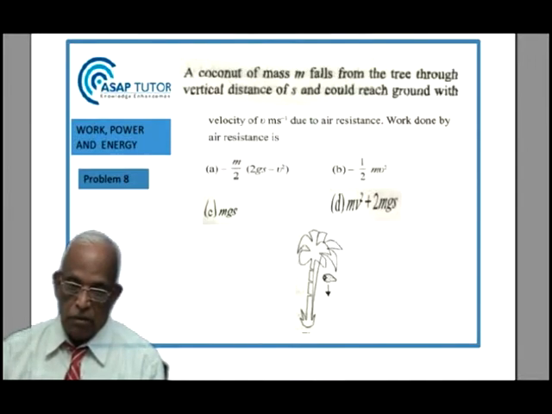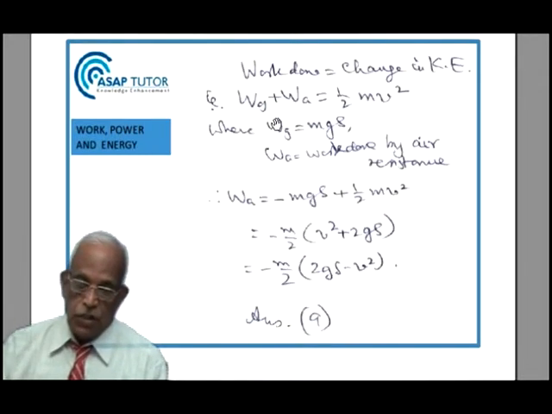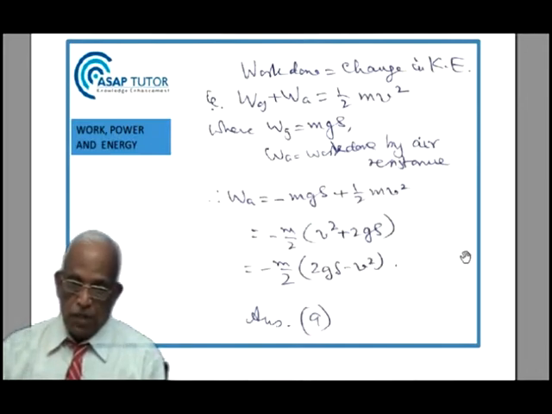We want the work done by air resistance. Work done is the change in kinetic energy, we have done that formula. So Wg plus Wa is equal to half mv square. Now Wg is mgs and Wa is the work done by air resistance. So Wa equals minus mgs plus half mv square, and that is minus m by 2 into (2gs minus v square), or m by 2 into (v square minus 2gs). That is going to be the answer A.